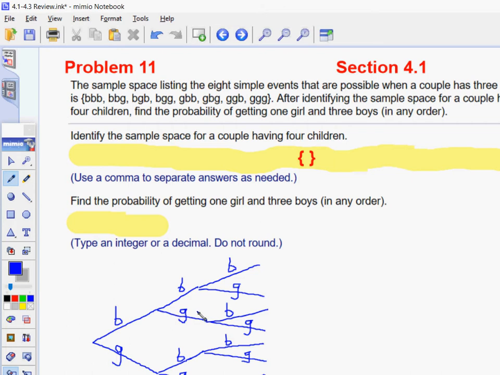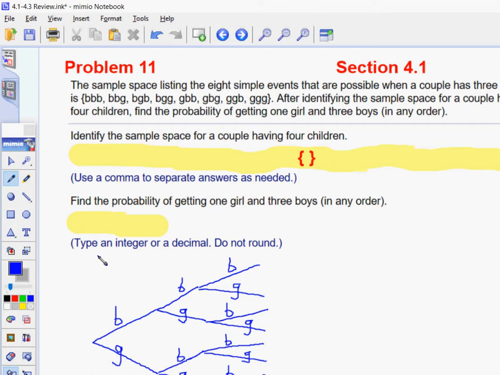Same thing here, boy or a girl. So these are all the possibilities. 1, 2, 3, 4, 5, 6, 7, 8. These 8 twigs on our tree here represent these 8 simple events. All of these together make up the sample space of having 3 children. Now we continue it on to make the sample space for 4 children.